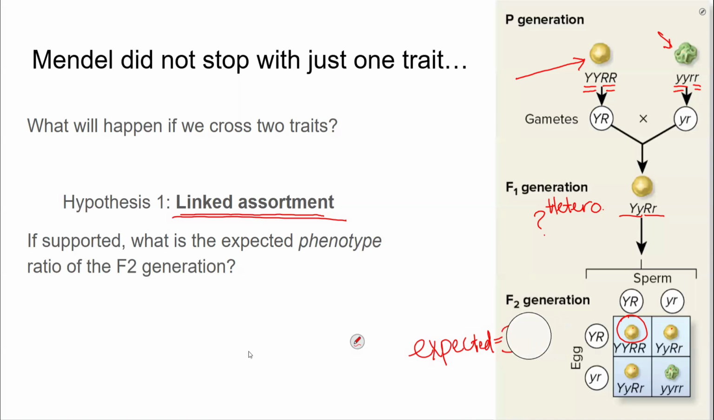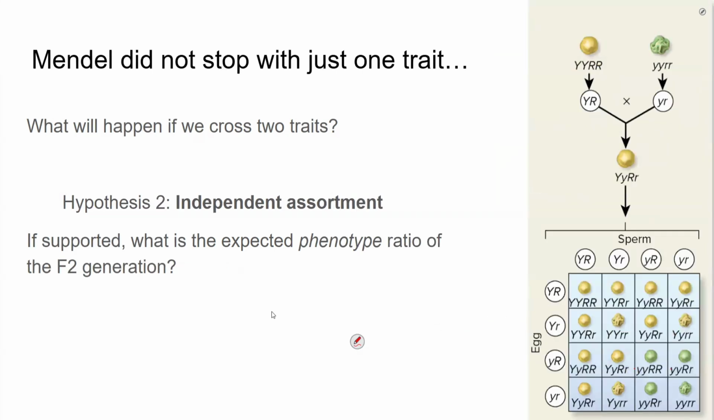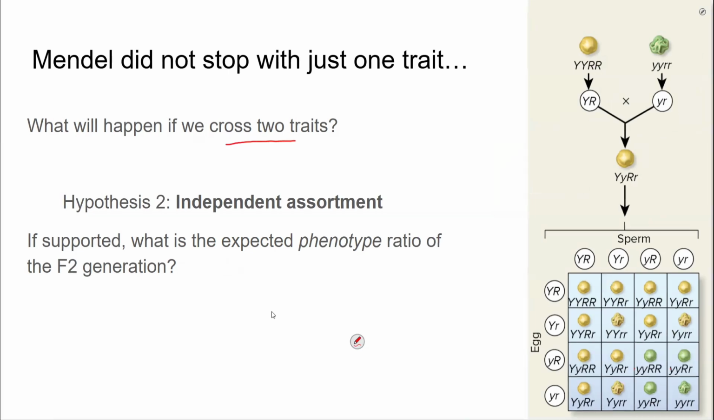We don't know. The alternative hypothesis is if these two traits are independent of each other and they are going to arrange themselves differently during gamete formation, we can do a lot more complicated cross. Here we're going to take our F1 generation and find out what allele combinations are possible for our gametes. Okay, so there's a couple of ways that you can do this.